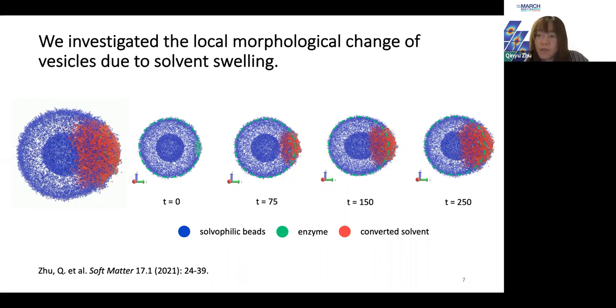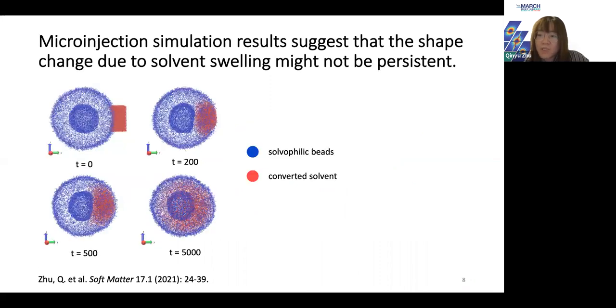And the extent of deformation increases with the simulation time due to the rapid production of converted solvent. We then look at the microinjection case where we instantaneously convert a droplet of solvent particles at the beginning of the simulation. Note that this series of simulations is significantly longer than the previous one, since we want to observe a full range of deformation.